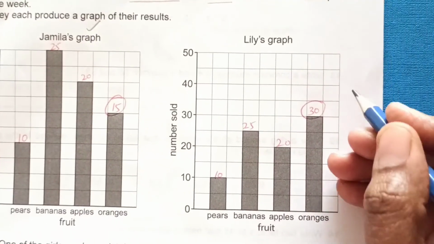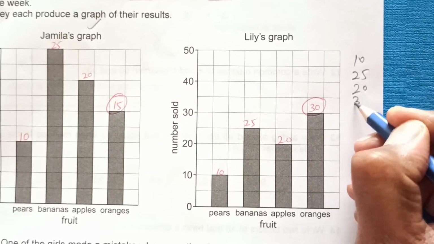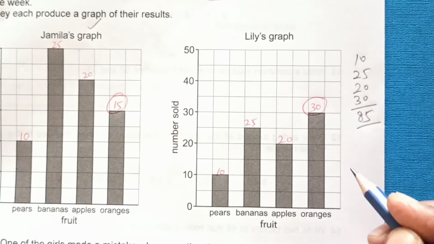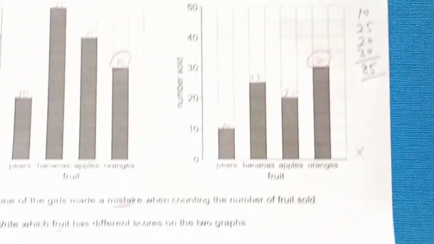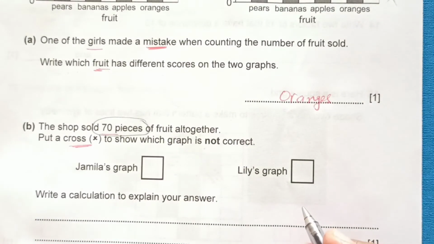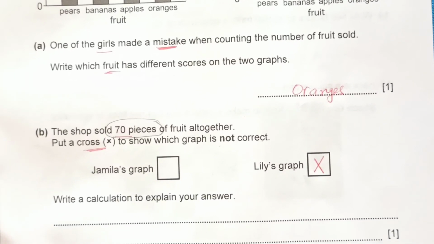So Lily, let's check for Lily also. It's 10, 25, 20 and 30. So this comes out to be 85. So that means Lily's graph is not correct. So we are going to put a cross on Lily's graph.